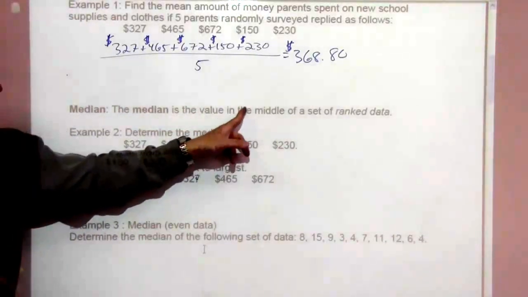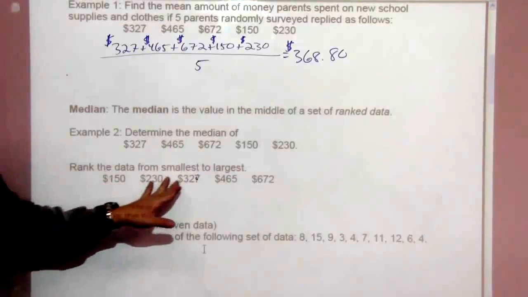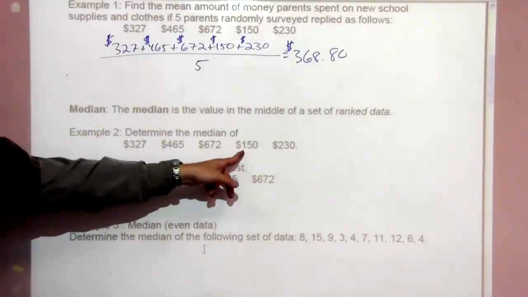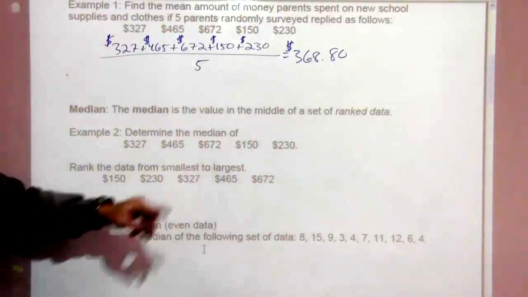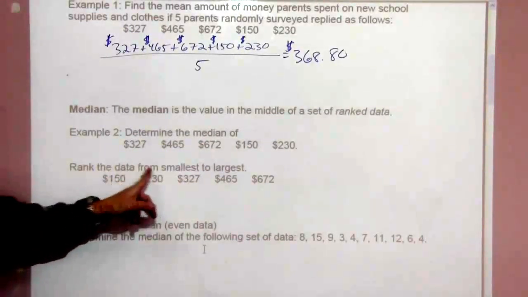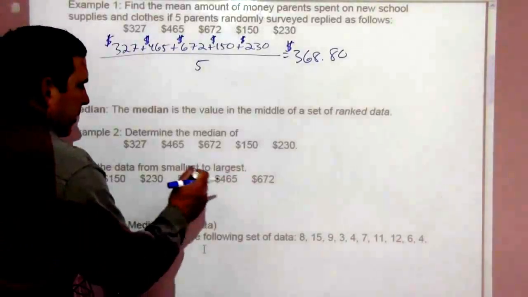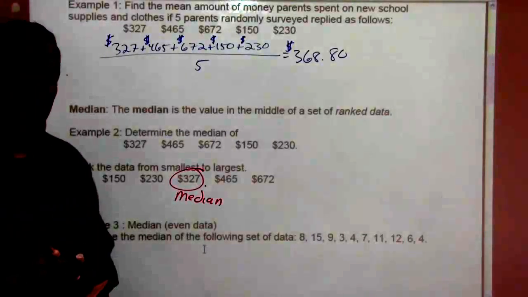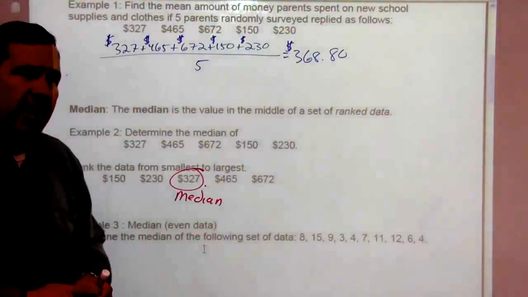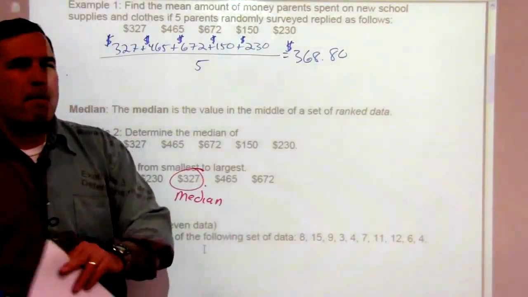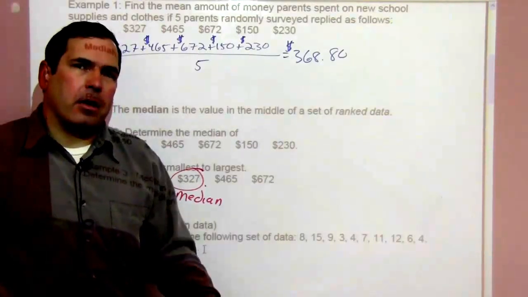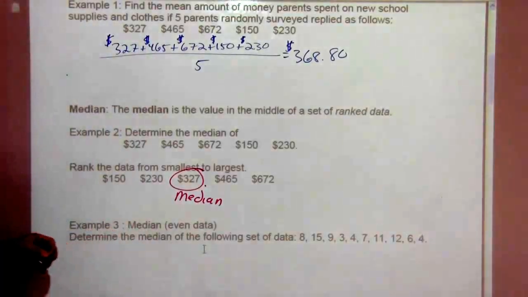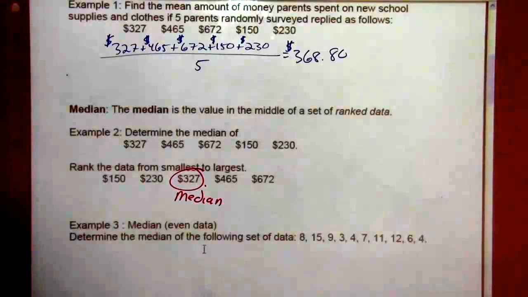Median. The median is the value in the middle of the set of ranked data. So if you have the same set of data, you'd rank it from small to large: 150 is the least, then 230, 327, 465, then 672. If we rank from small to large, the middle value is our median. Now in this country, when they talk about income, they talk about the median income, because you have people like Bill Gates and Warren Buffett who make billions of dollars, way up there, and they would mess up the scale a little bit. So you look at the middle value, the median household income. And you have people on the low end who don't make anything.